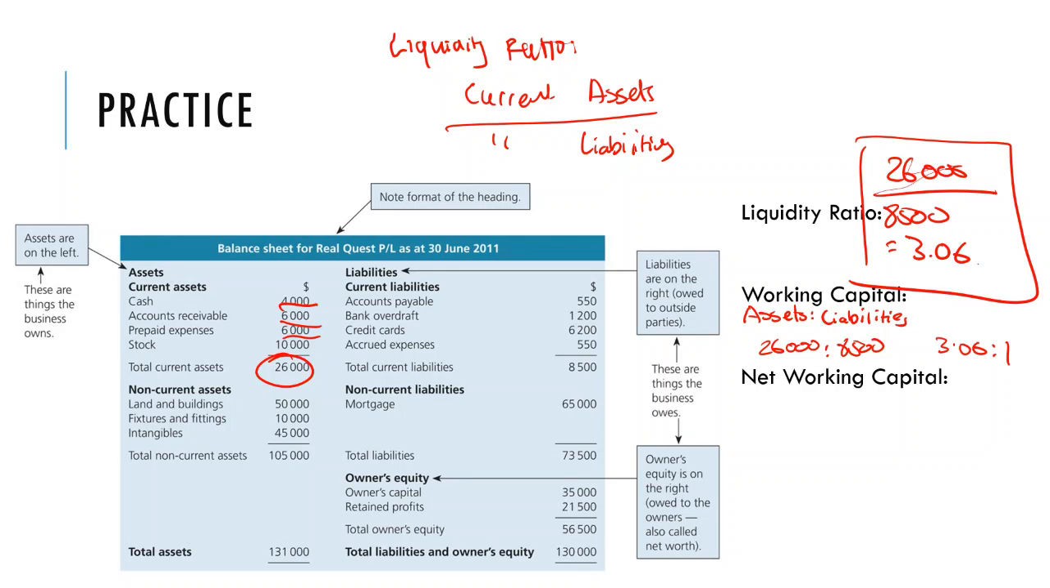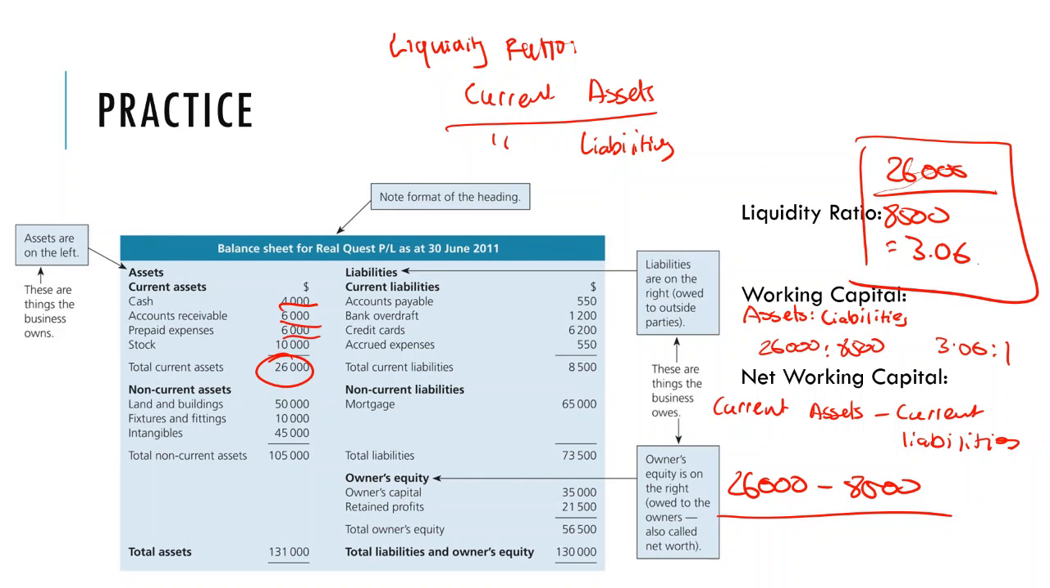And our net working capital is how much we have to work with. For this, it's our current assets minus current liabilities. So basically sub it in, 26,000 minus 8,500. That is how much we have available to work with after we've serviced our debts. Because it's net, it's what we have left. That's the working capital, what we can do with our money. So hopefully this is quite simple for you.